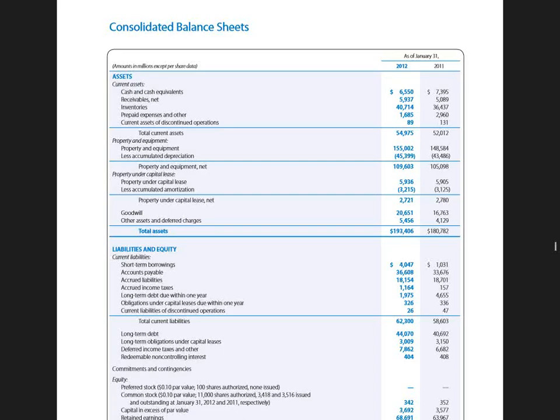So we're going to look to the balance sheet. And we're going to detect the current assets excluding cash. So let's look at the current assets here. First line is cash and cash equivalents. That's not working capital. Receivables net, that's accounts receivable. We will include receivables net. Inventories, that's working capital. We'll include inventories. Prepaid expenses, that's working capital.